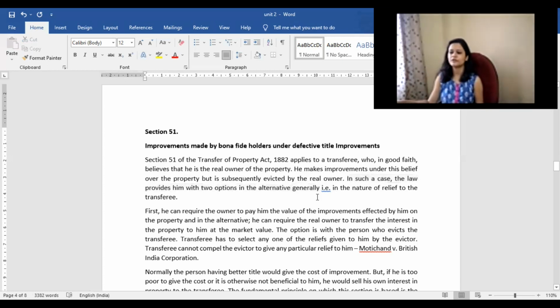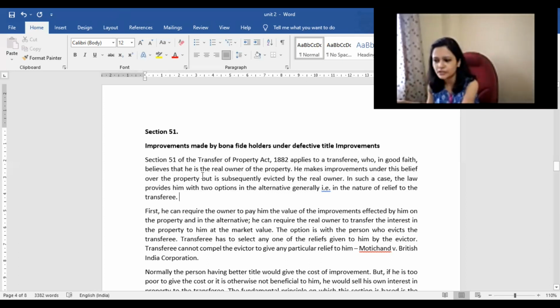In the nature of relief to the transferee, because I was not having any bad intention. In good faith, I thought it's my property, I did the improvements. Now, if this person is removing me from the property, I should be given some relief. That is the concept of equity, right? That I should not be just told, okay, you go away. I should also be given some relief. It should be proper for both the parties, because you are anyways going to be entitled to all that improvement. So in such a case, it will apply to the parties.